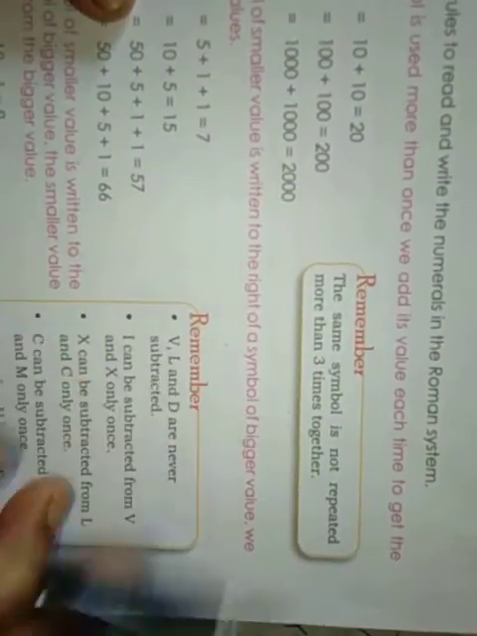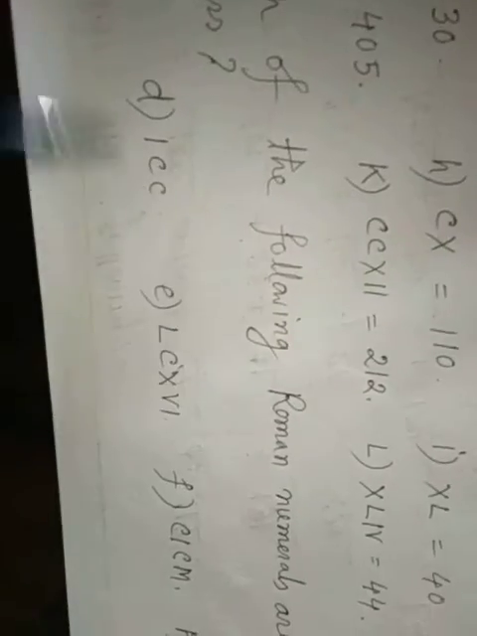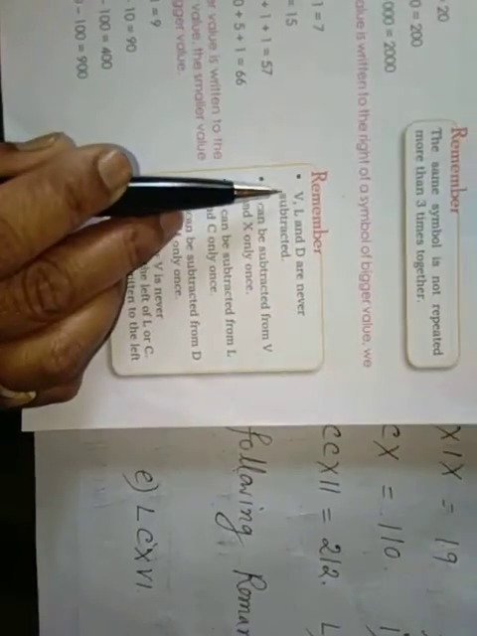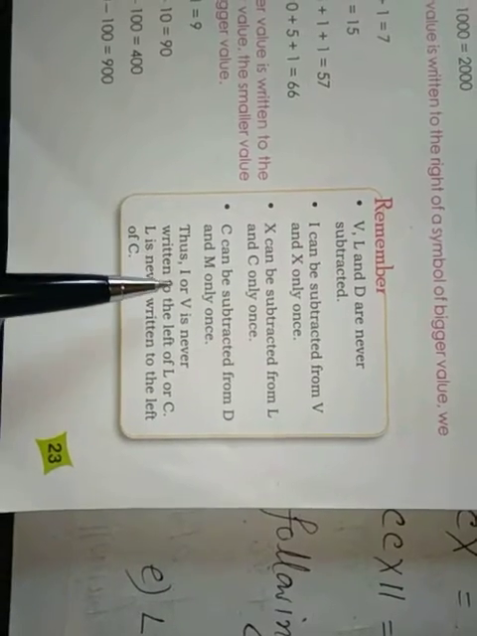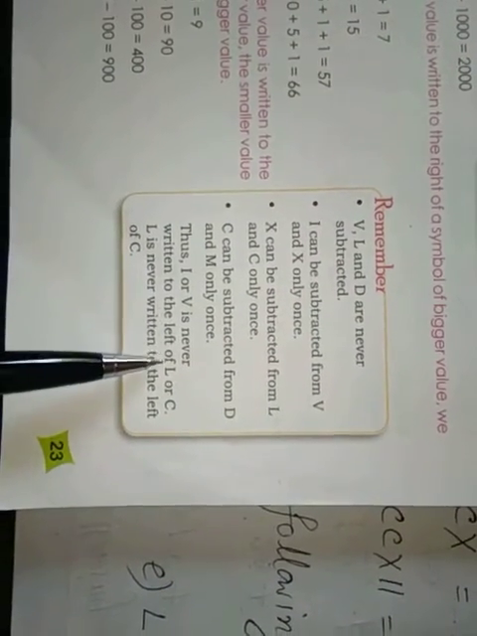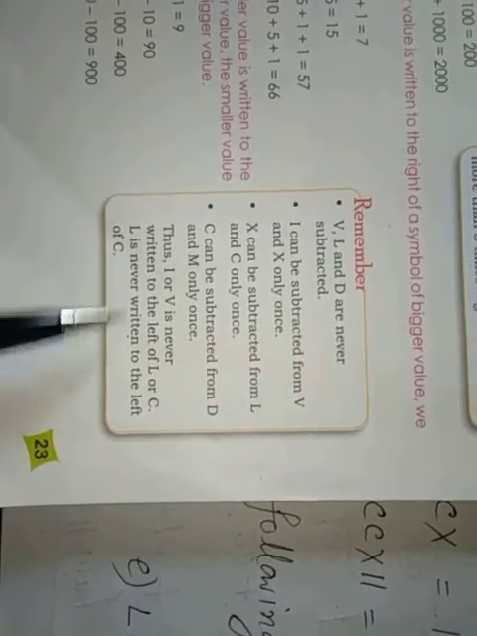Why is this wrong? In your book there are some rules, and you follow these rules. Remember, the same symbol is not repeated more than 3 times together. V, L and D are never subtracted. I can be subtracted from V and X only once. X can be subtracted from L and C only once. C can be subtracted from D and M only once. Thus, I or V is never written to the left of L or C. L is never written to the left of C. These rules you must remember.